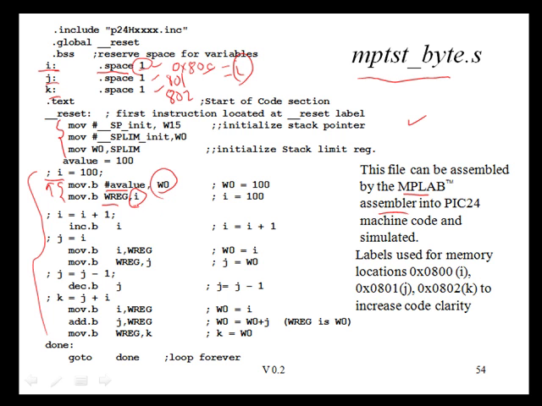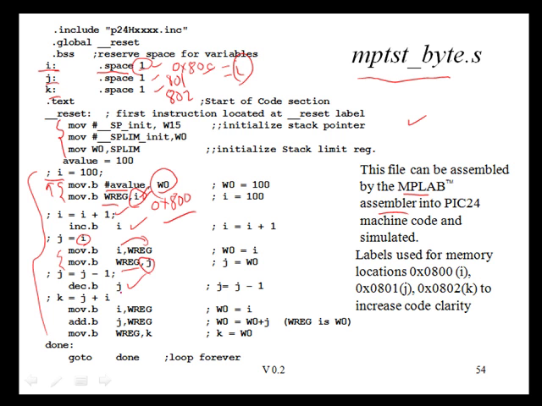Notice that in this file, we're using the label I instead of using the memory location 800. That makes this much more readable. The assembler knows that I stands for location 800, so when it assembles this program, it will replace I with 800. This next statement here is going to implement the increment operation, I equals I plus 1. These two statements here are going to accomplish copying I to J. We first copy I to WREG and then copy WREG to J.